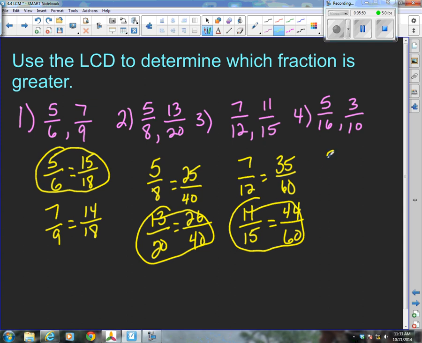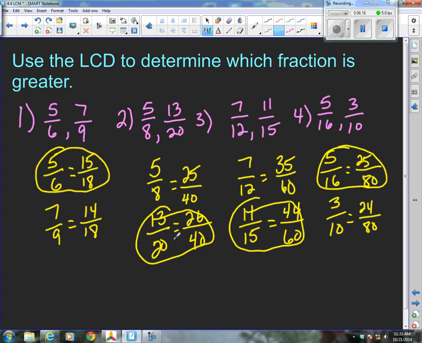I've got 5/16ths, and then I have 3/tenths. Let's see, I think 80 would be the LCM here, because 5 times 16 is 80. 10 goes into 80 8 times. 8 times 3 is 24. 16 goes into it 5 times. 5 times 5 is 25. Definitely 5/16ths is the larger of the two.